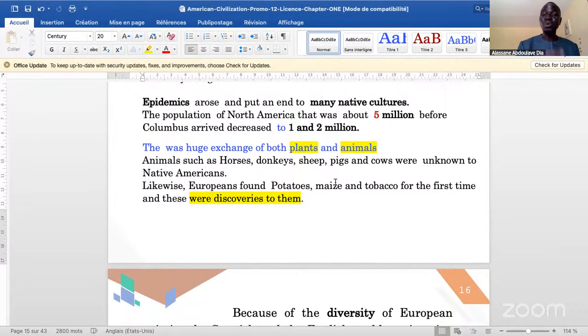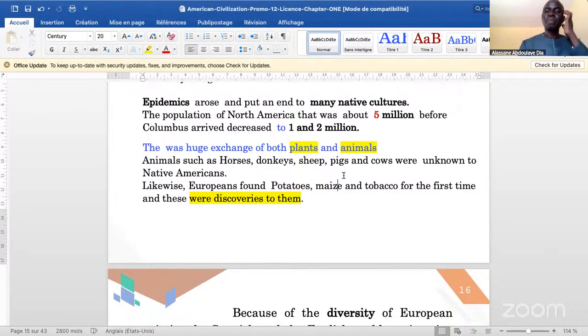That's why even today, Americans who come from the South, when they come to Africa, they like donkeys because it was not common to Americans. Americans did not know these animals. These animals were brought by Europeans. So the exchange became positive here. Likewise, that's what Americans learned from Europeans.